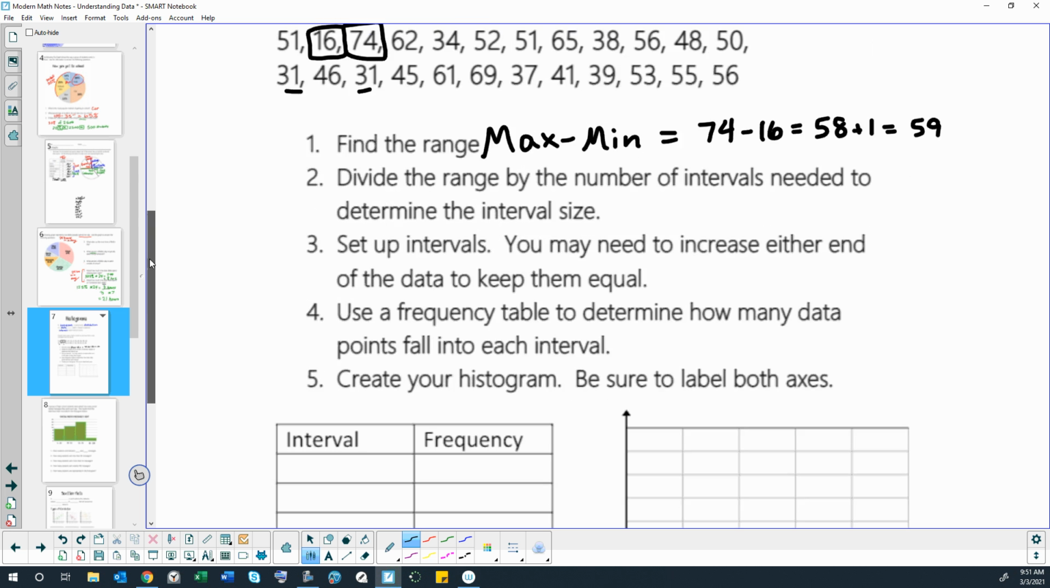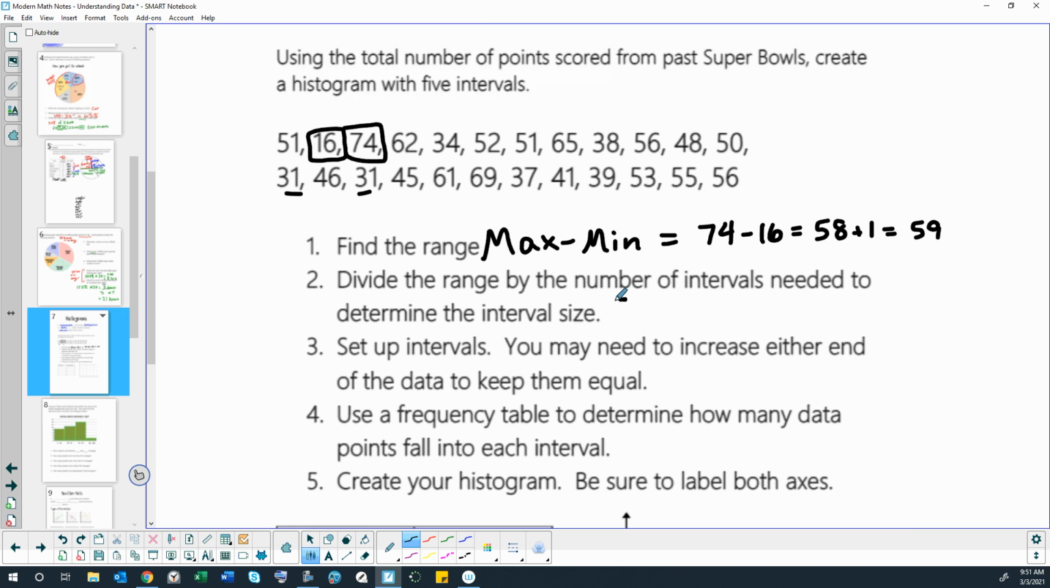Okay, so then we're going to take the number we just got, which was 59, because we took this subtraction and added 1. We're going to divide that by 5, and that is 11 point something. Let's see what it is. 59 divided by 5 is 11.8. Now, do we want to do decimals at all? Do any of our numbers have decimals in them? No, let's just round that up to 12.